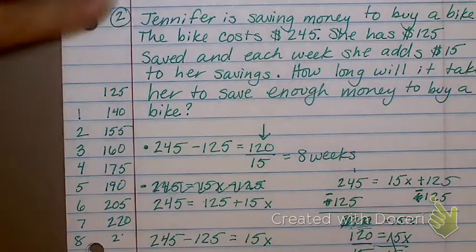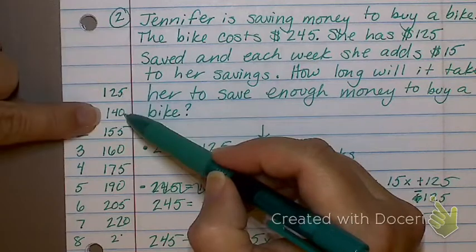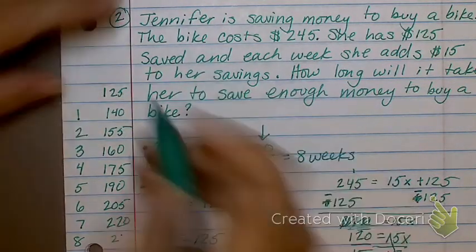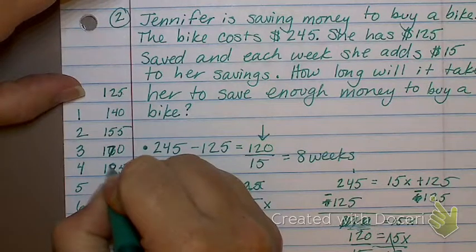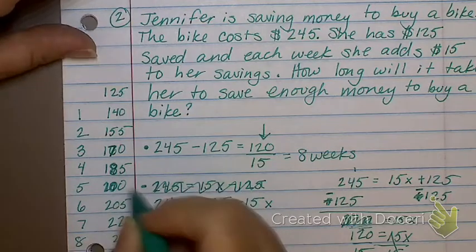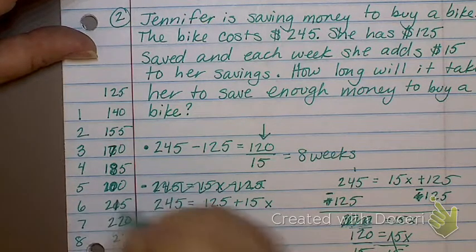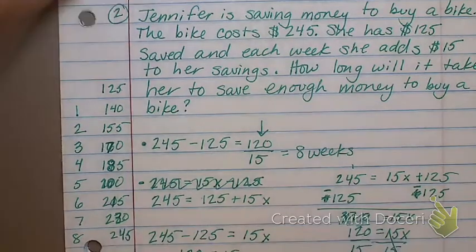hang on, I added something wrong, didn't I? Okay, is that correct? 55. This would be 70, right? And this would be 85, and this would be 200, and then this one would be 215, and then 230, and 245. Is any one of those ways better than the other?